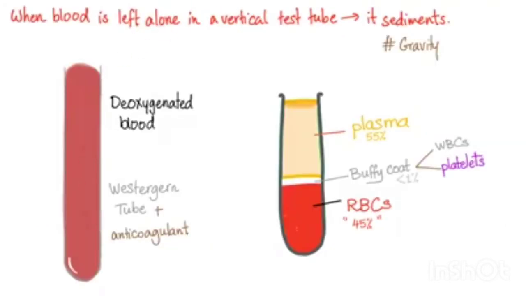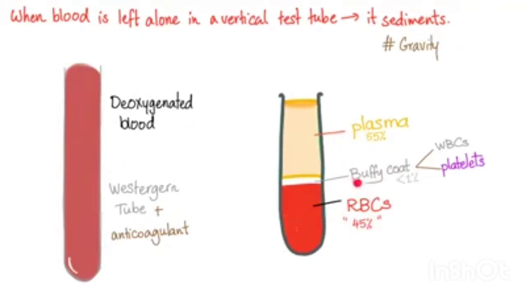What happens when you leave blood in a test tube? It sediments. It's called gravity. Okay, this is the oxygenated blood because we get it from the vein, and this tube is called Westergren tube. And we add an anticoagulant because what's the use? And when you leave it, it's gonna do it like this. 55% of plasma on the top. It's light. It's watery. Then the red blood cells are gonna sediment. They are heavy, increased density. So they are in the bottom.